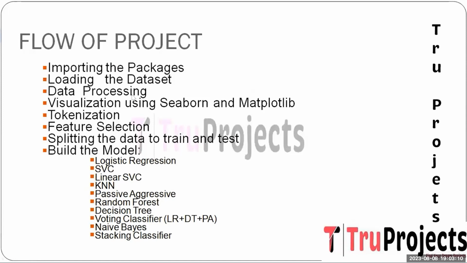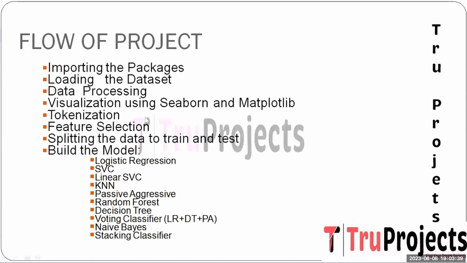And the third step is data processing. Data processing encompasses steps like handling missing values and normalizing the data. This phase ensures the dataset is appropriately formatted for subsequent analysis. And the next step is visualization using Seaborn and Matplotlib. Libraries are employed to generate visualizations that offer insight into the data distribution, enriching the understanding of the dataset characteristics. And the next step is tokenization.